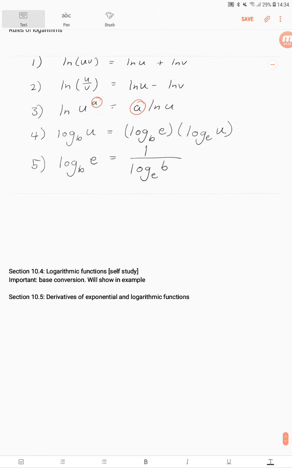Section 10.4, logarithmic functions, is self-study. The most important part of this is base conversion. I will show this in an example in a second video.